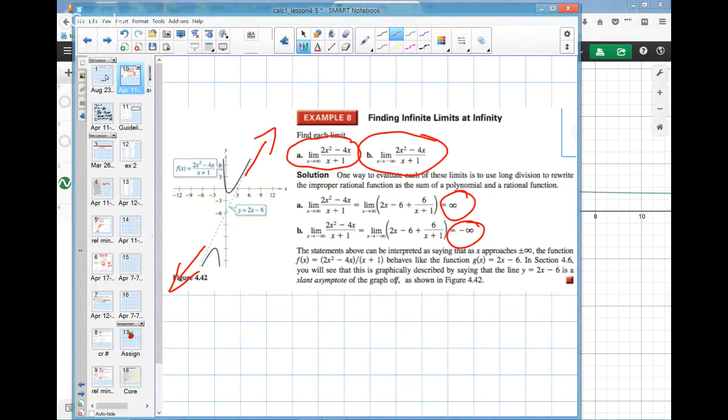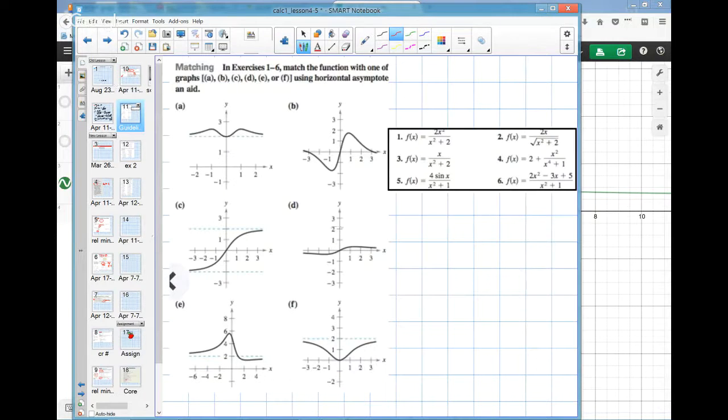Okay, let's look at a couple problems on the assignment. Even though this is not on your official assignment, I think this is kind of a good activity here. The first part of the assignment says do a matching. Over on the right here we have 6 functions, and then over here we have 6 graphs. Which graph matches with the function?